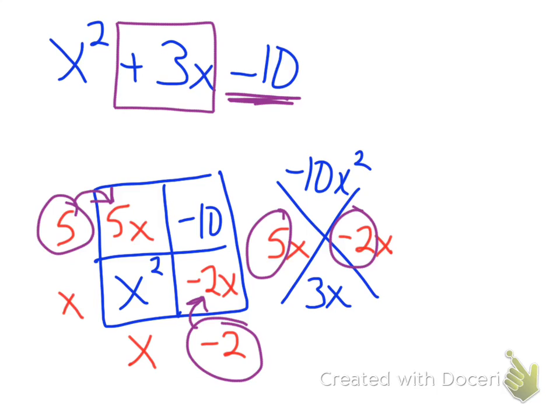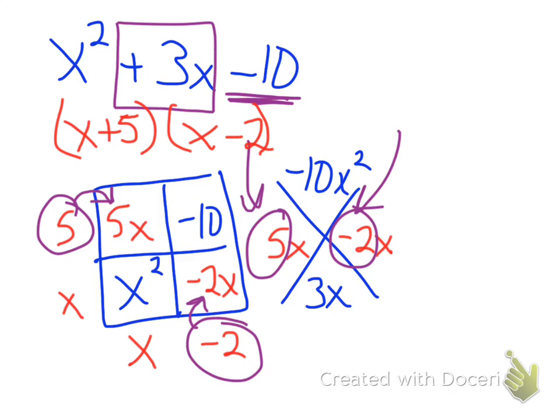So whenever we have a leading coefficient of 1, and it only happens with this, we don't necessarily need to make a generic rectangle and diamond problem, because the numbers we would get here and here end up being our answers for our factors. So our factors here are x plus 5 and x minus 2.